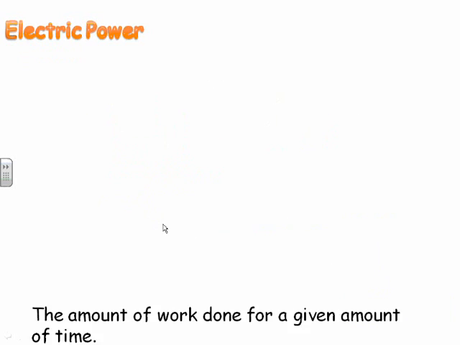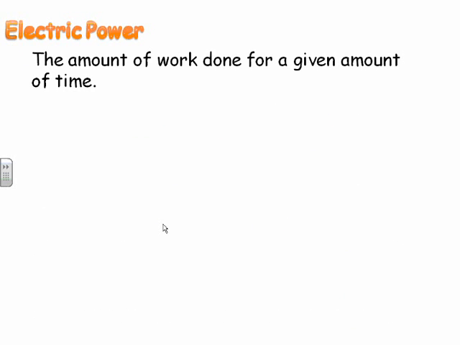So let's talk about power. Power is something that we haven't really talked about in a while. Power was originally talked about as how much work you can do in a given amount of time. How much energy can you use per second. Well, here power is going to be slightly different. We have to put it in terms of voltage and current. So the equation is going to be volts times amps.